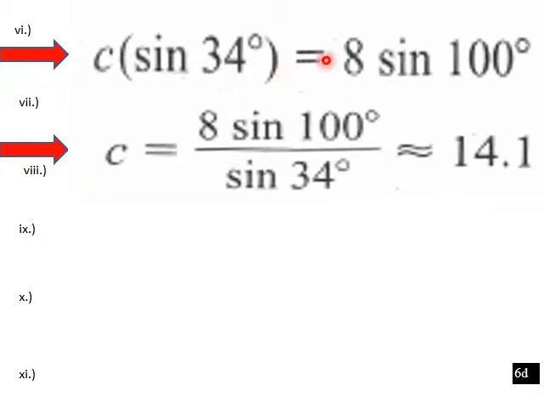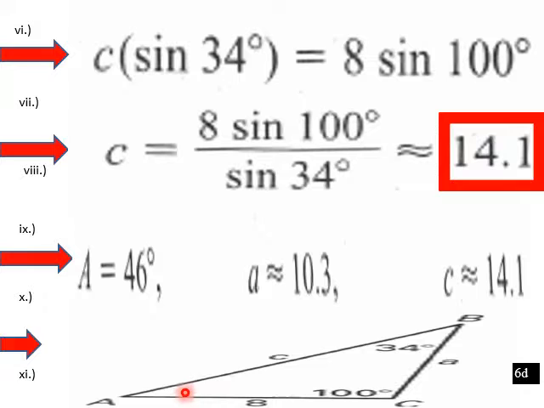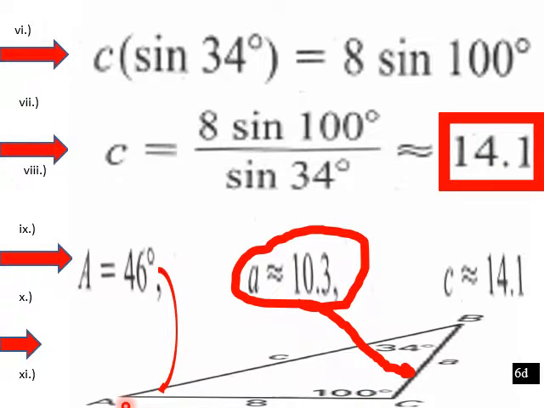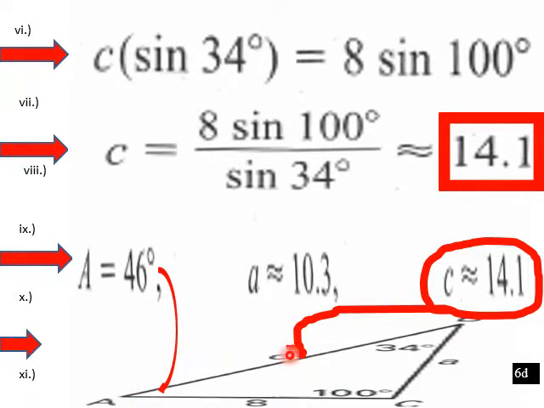So c over sine 34 degrees equals 8 over sine 100. We use our ratio here within a calculator and get 14.1. So here are our measures: angle A is 46, side length a is 10.3, and side length c is 14.1. That would be our fill-ins there. Fill that in here. There's angle A, here is side length a, and then side length c would be this here.